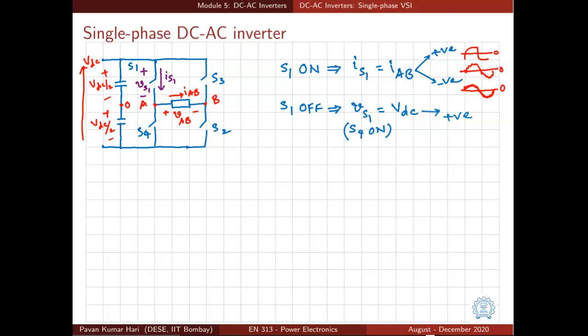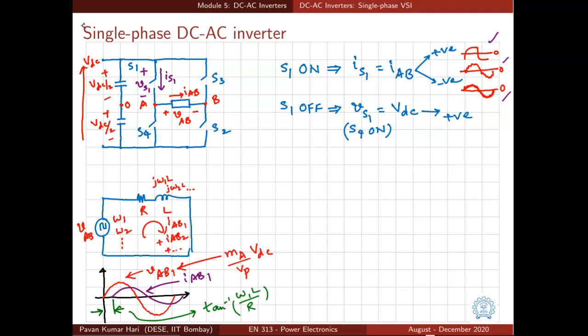If it is an RL load, as is the case in most applications, we also have seen in the previous example, the current could be something like this first waveform or second waveform or third waveform. But however, it has both positive and negative values. That is what is important to us. So S1 should be capable of conducting in either direction, because it is not necessary that whenever S1 is on, the current IAB should be positive. Why? Because the direction of current, in fact the polarity of current IAB, whether it is positive or negative, depends upon the characteristic of the load.